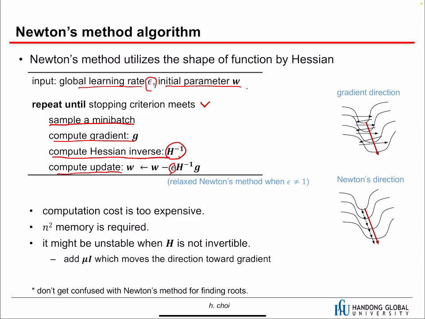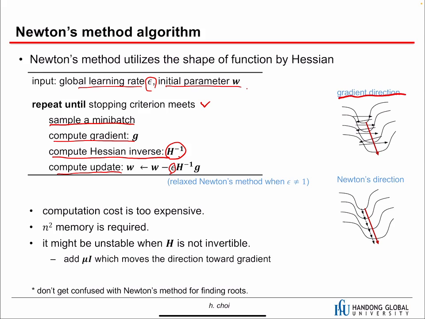But we can relax Newton's method. When epsilon is not 1, if we use 0 point something, then it is a relaxed Newton's method. Okay, that's it. And in gradient descent, the direction is orthogonal to the contour.